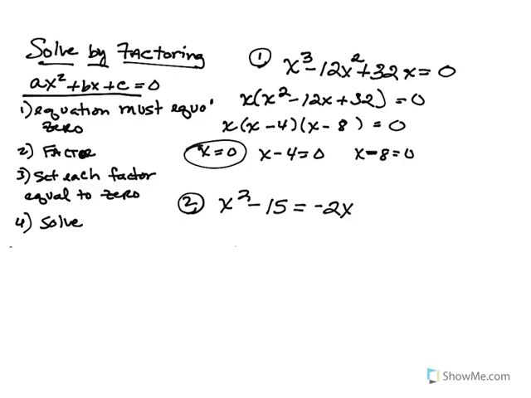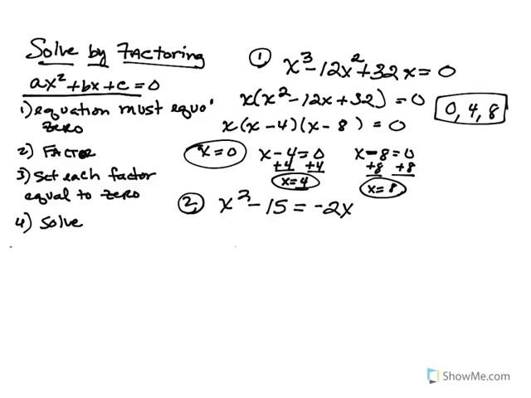So the first one is finished because the x is already isolated. In the second equation, what would I have to do? I would have to add 4. And then in the last one, we would add the 8. So our answers would be 0, 4, and 8 for our final answers, okay?